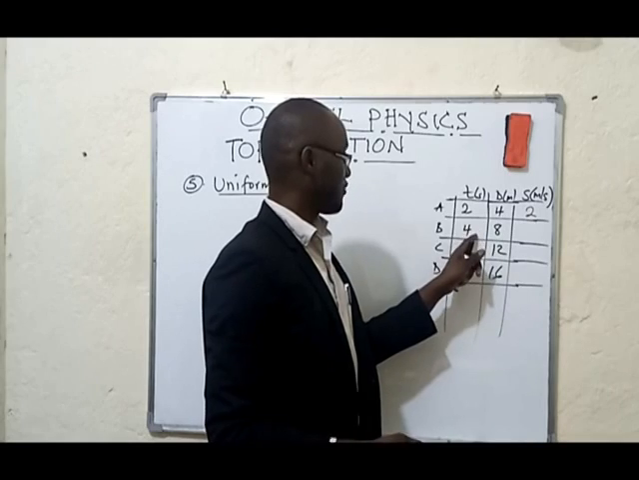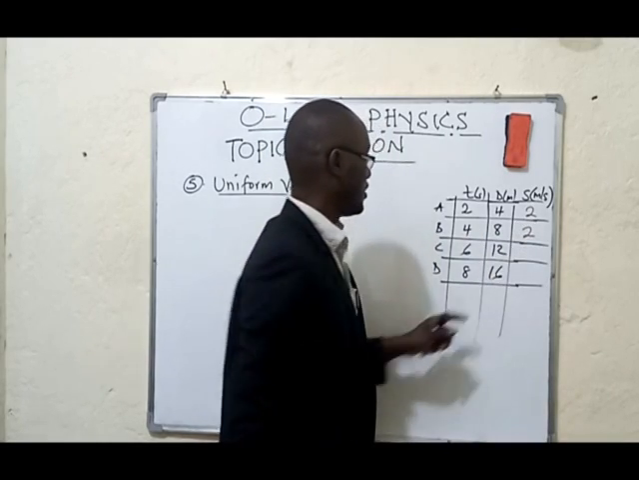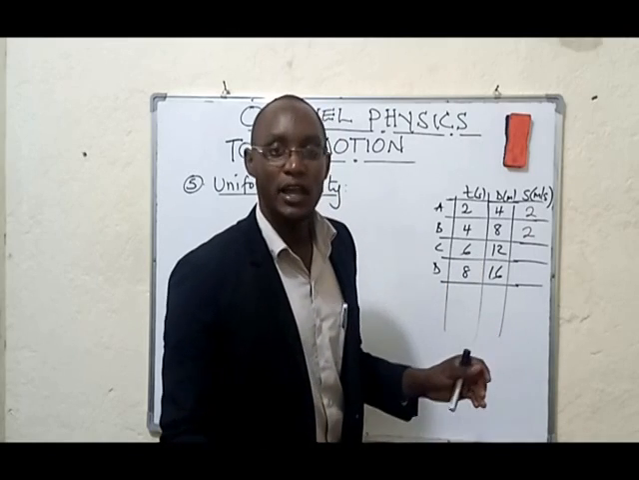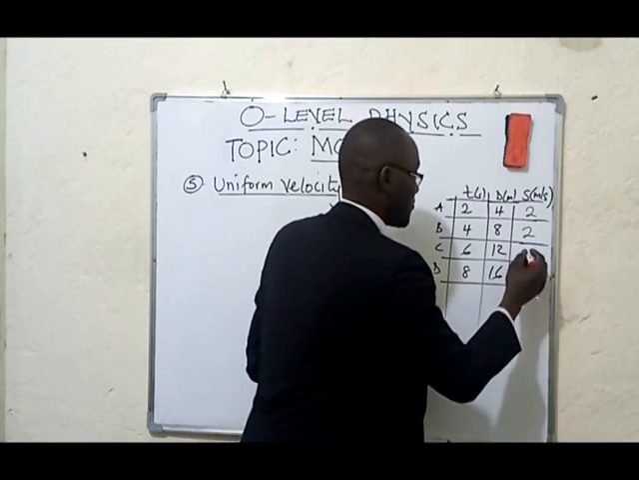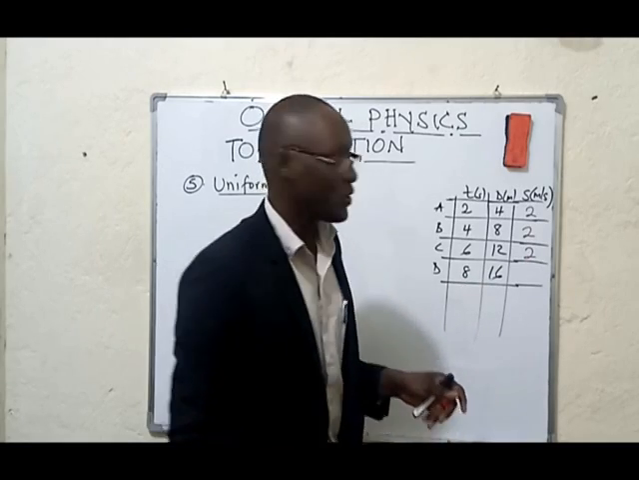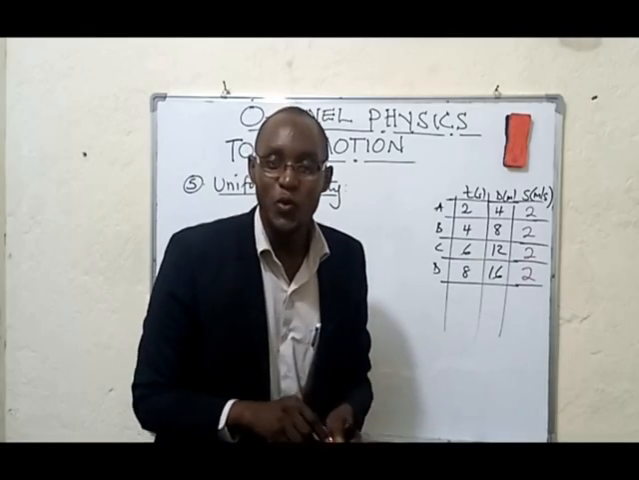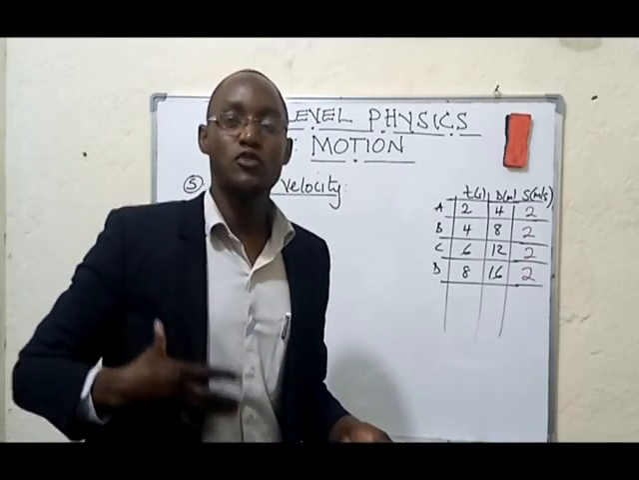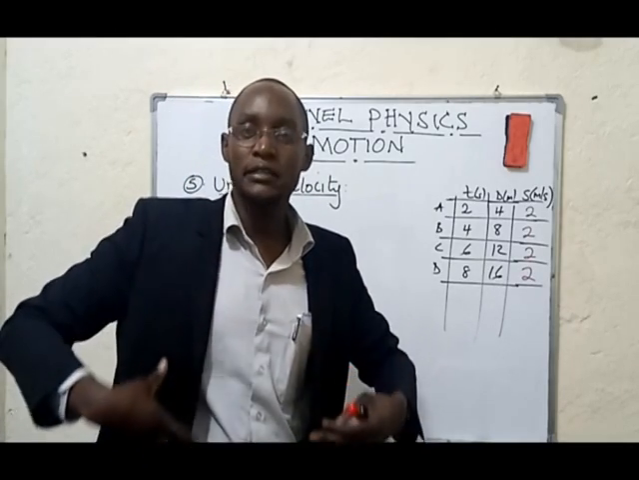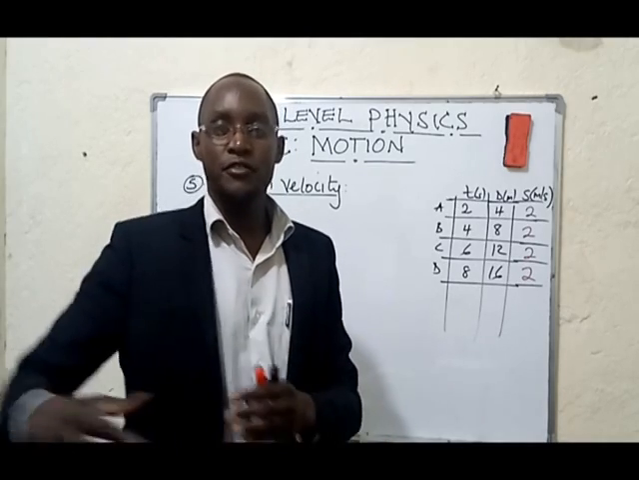8 divided by 4, what do we get? Oh, that is correct, it is a 2. 12 divided by 6, what do we get? Still a 2, marvelous. 16 divided by 8, what do we get? A uniform value, the same value. Like a uniform you put on, you are putting on the same attire, something of the same color. It is the same throughout.